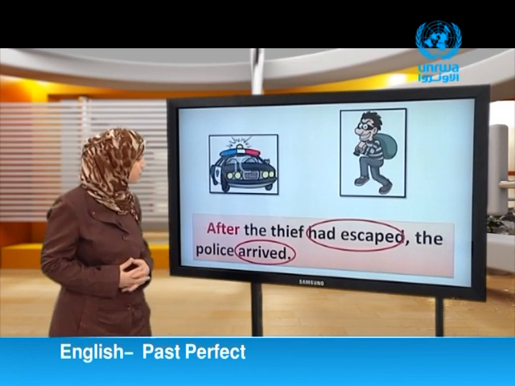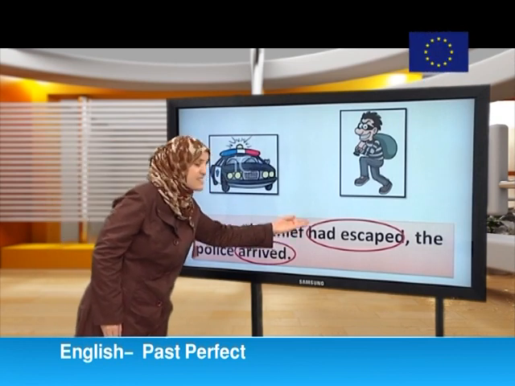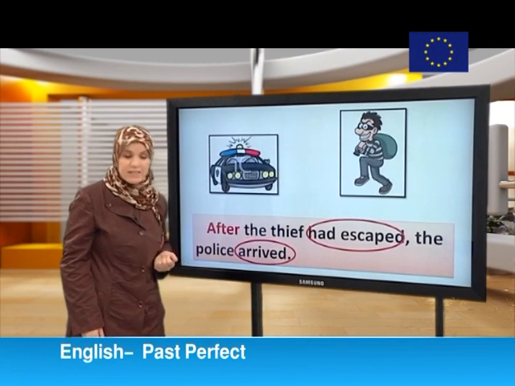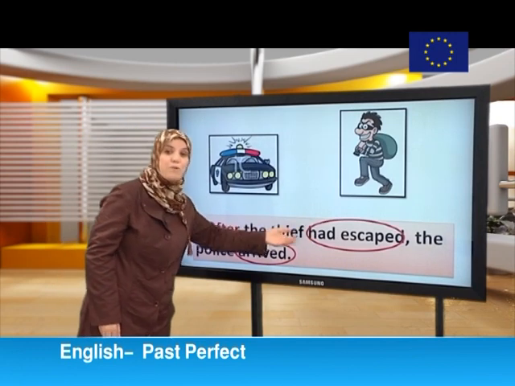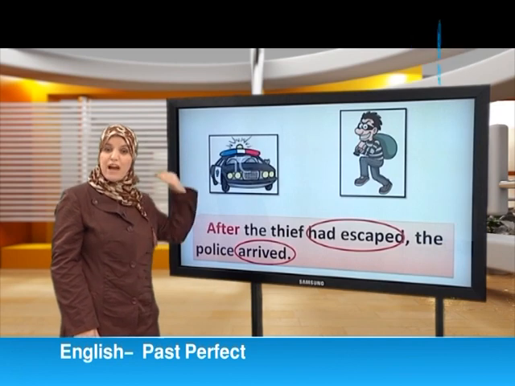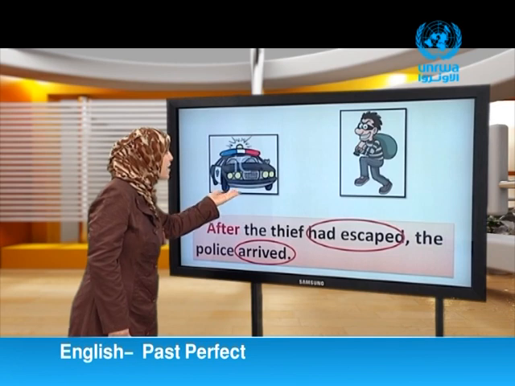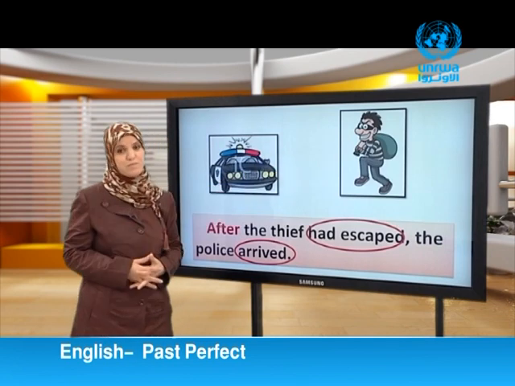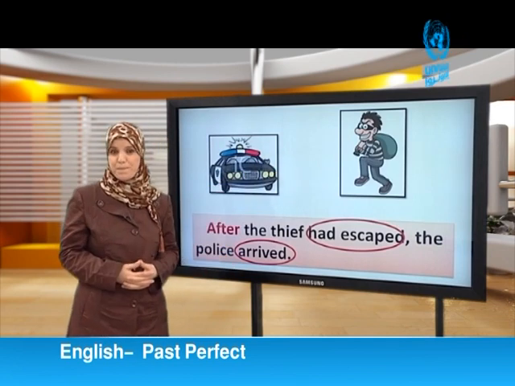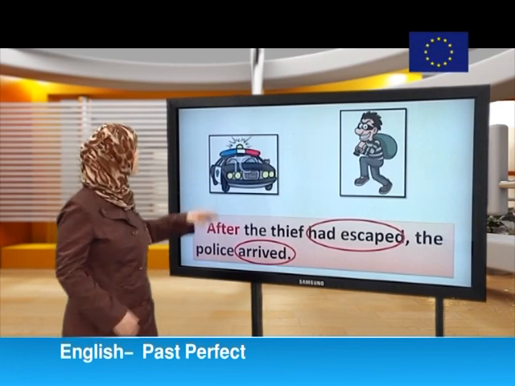Let's look at the verbs. We have had escaped. This is past perfect, so it is the action that happened first. Then after that, the police arrived. So the police arrived after the thief had escaped. So they didn't catch him. Let's move to another example.